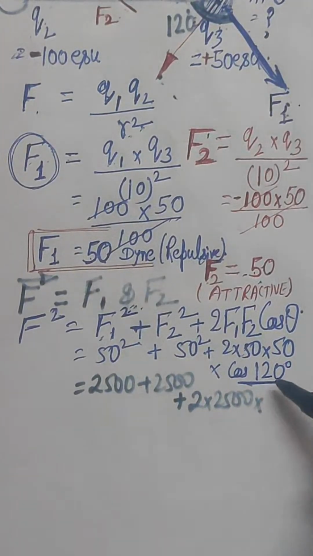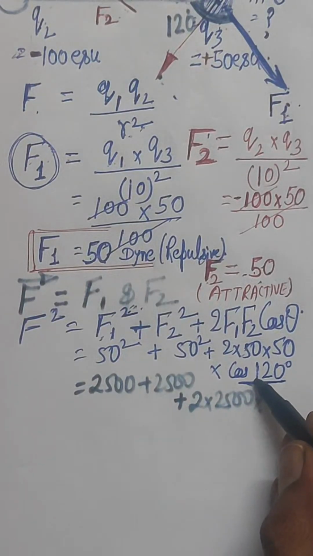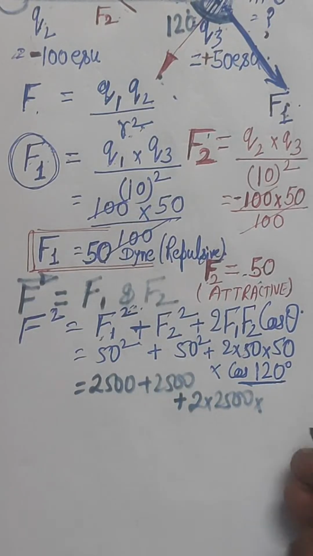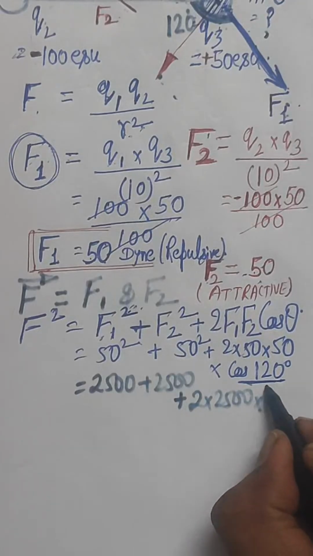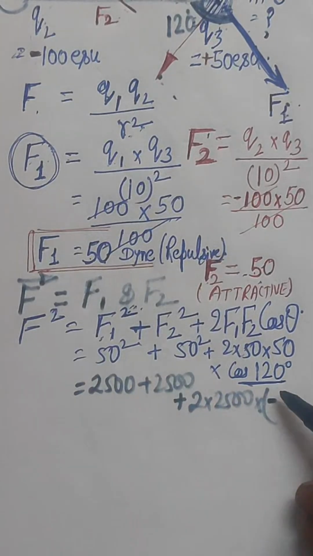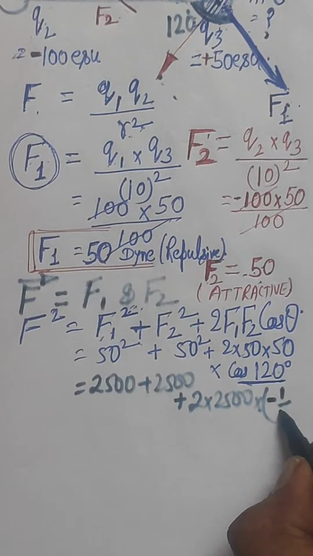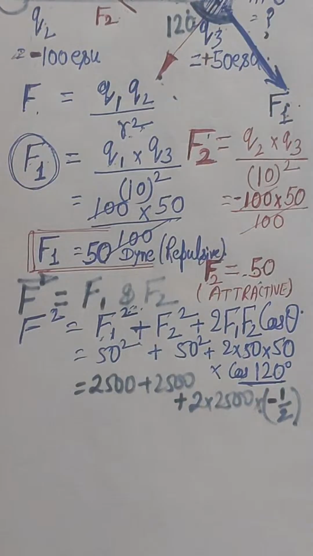Cos 120 can be written as cos of 90 plus 30. So it will be lying in the second quadrant, so the value will be negative, because it lies in the second quadrant, right? And cos will be converted into sine, and sine 30 will be 1 by 2, right? Cos 120 degree is minus 1 by 2. You understand it, right? I am assuming it.